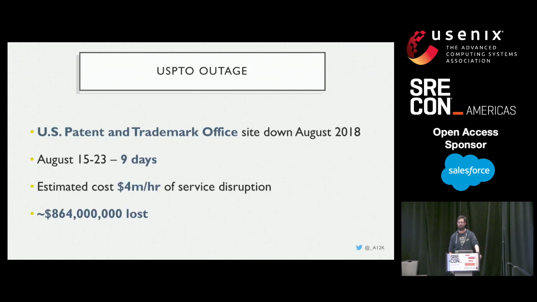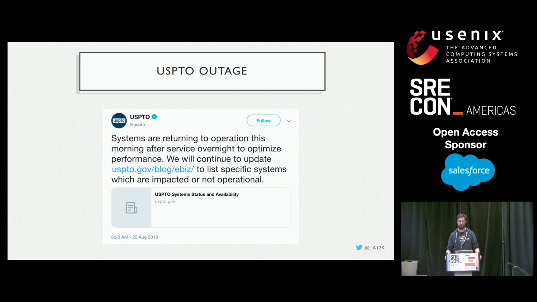So another quick example, the US Patent and Trademark Office, the site went down for submitting patent applications in August 2018. This was a 9-day outage, August 15th through August 23rd. These are not official numbers, but it costs about $4 million an hour in service disruption, which meant that a 9-day outage meant that there was close to $900 million lost. We could have gotten in, we could have helped a lot earlier. How did we find out about this one? Twitter. And the Wall Street Journal, to be fair.